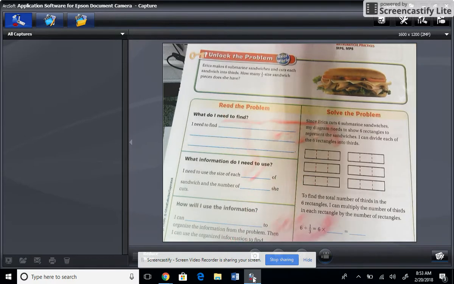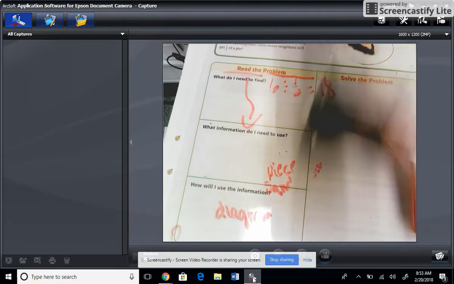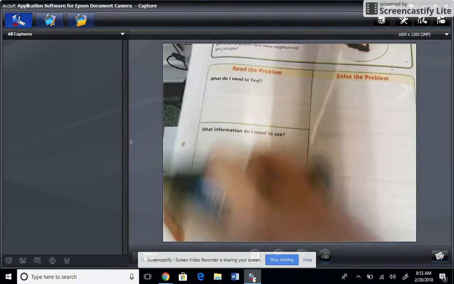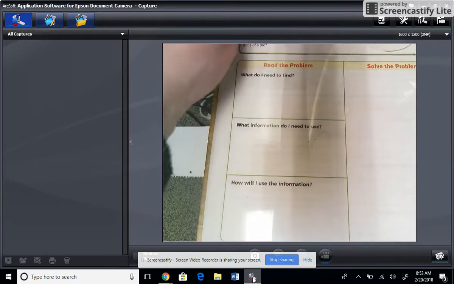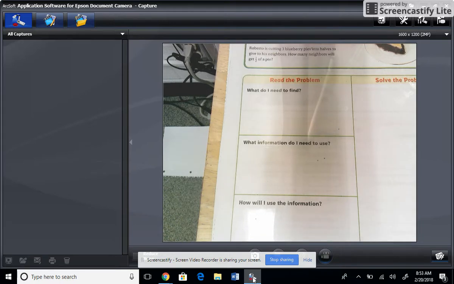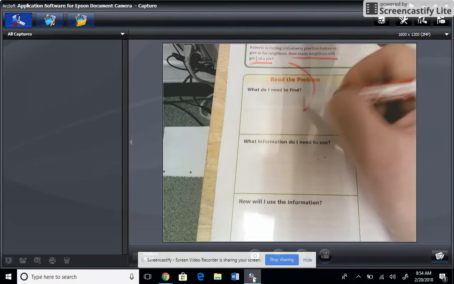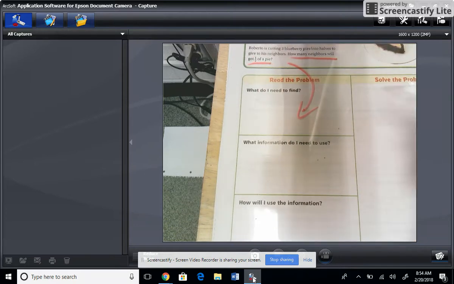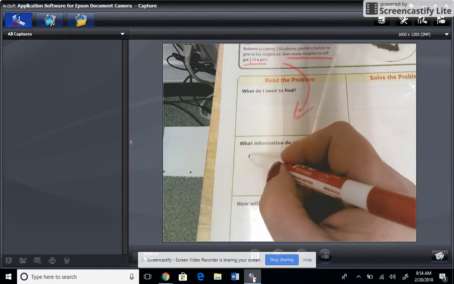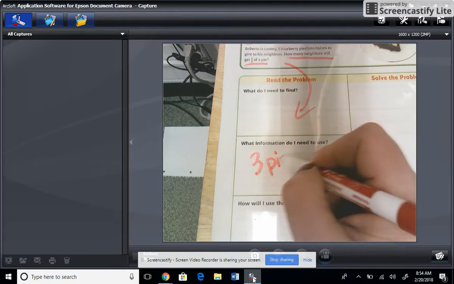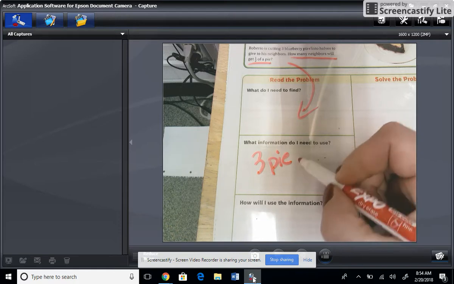All right, let's try another one and see how we can quick draw it, and more importantly, how can we use multiplication to help us. So Roberto is cutting 3 blueberry pies into halves to give to his neighbors. How many neighbors will get a half a pie? So what do we need to know? How many neighbors will get a half of a pie? That's our question. What information do I have? I have 3 pies, and we cut them into half pieces.